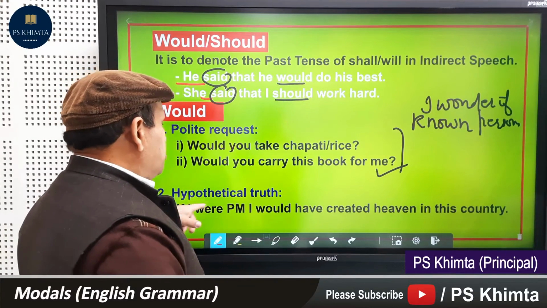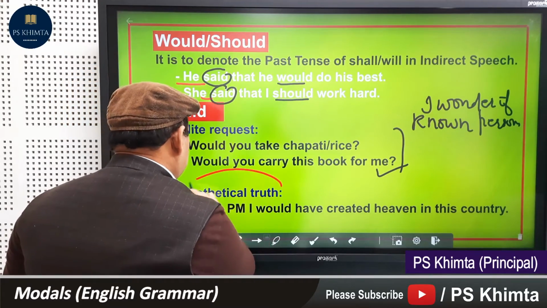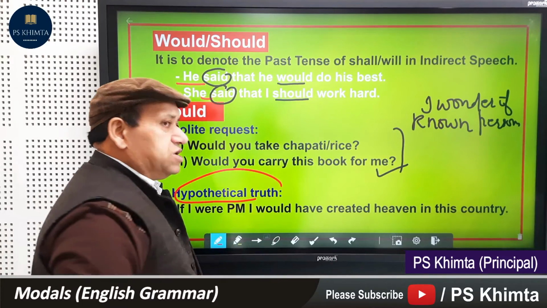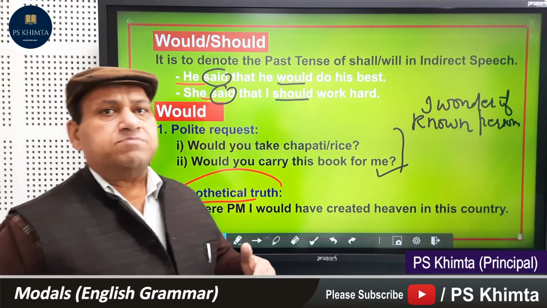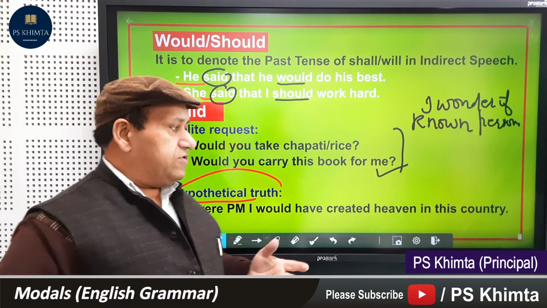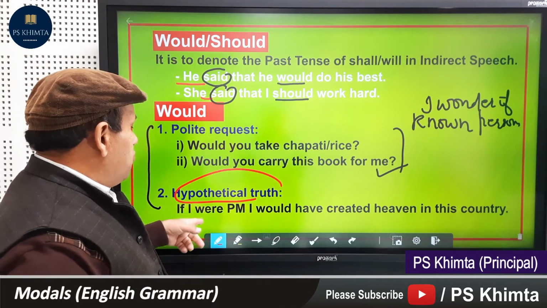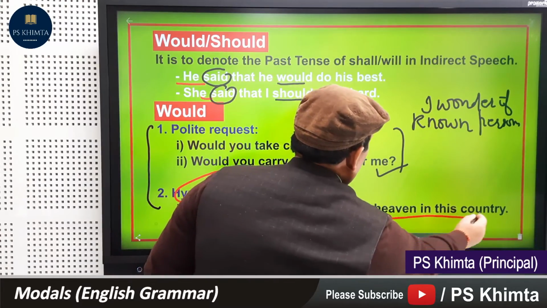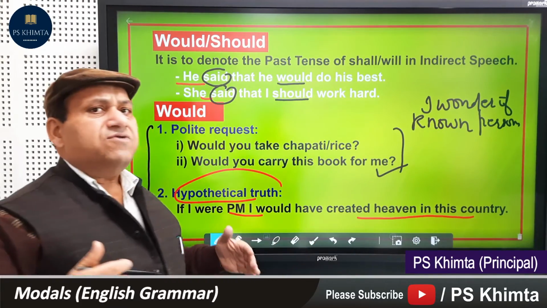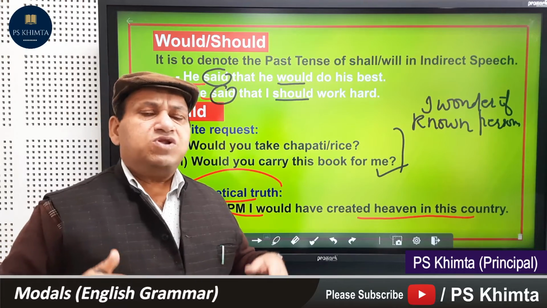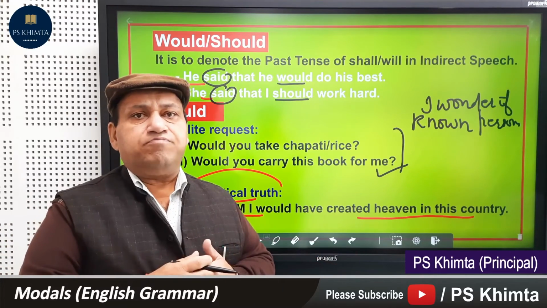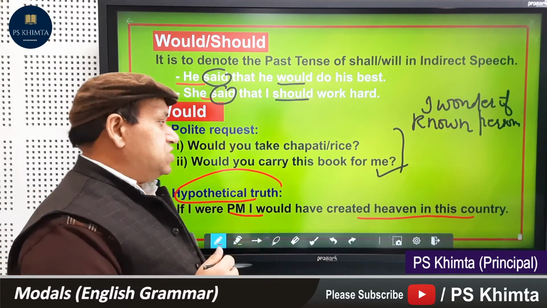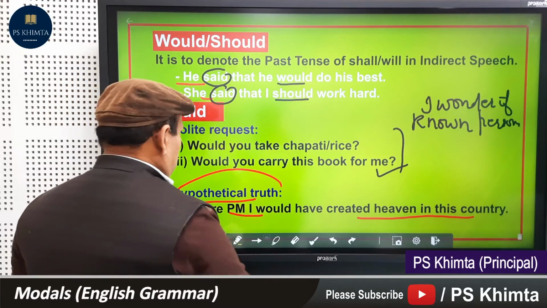Then hypothetical truth. First of all, try to understand this word. What is hypothetical? Something that is not going to become true. Imaginative kind of sentence. See here, if I were Prime Minister, I would have created a heaven in this country. So this is a kind of imagination. This will not be possible that everybody would become Prime Minister. So in that case, we also use would.